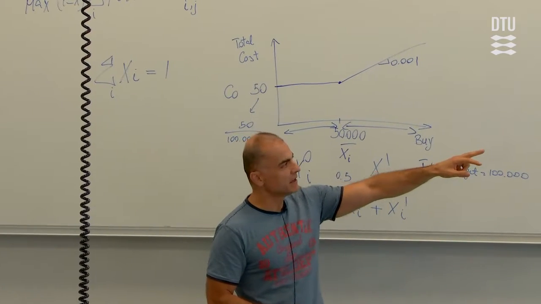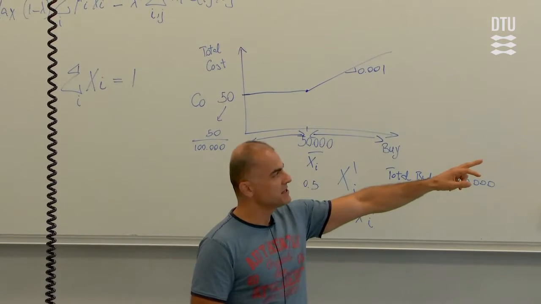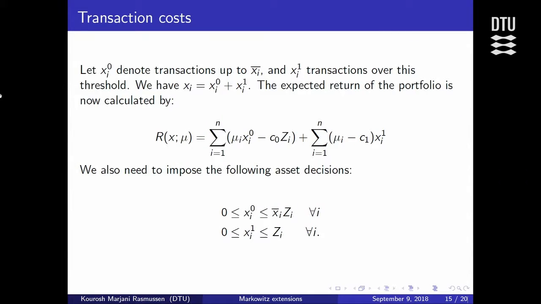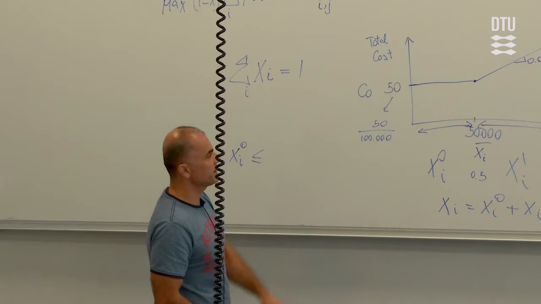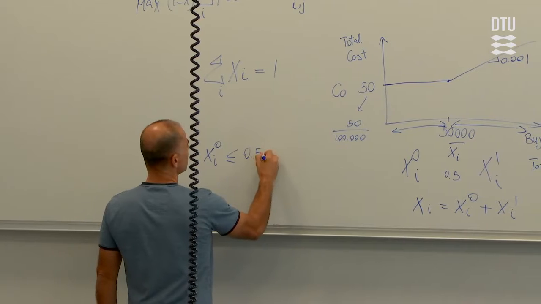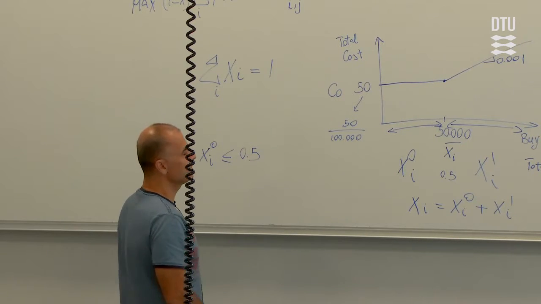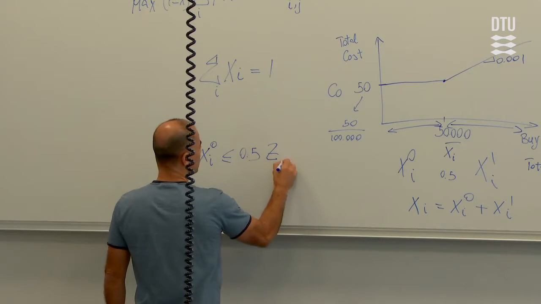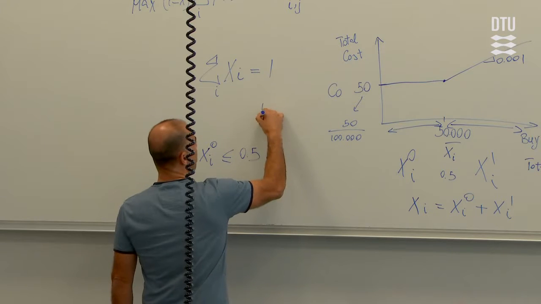The first one essentially says X0 is less than X bar Z. So let's start here: Xi0 less than X bar. And now let's say instead of X bar, I just want to put the value 0.5 for this example. And Zi, this guy is a binary variable.